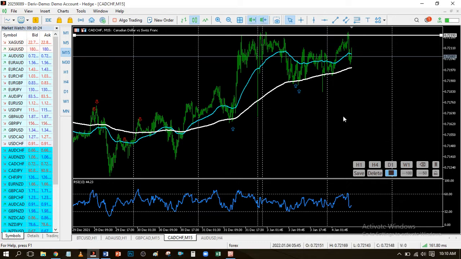So what I'm actually waiting for is price to push downwards and drop below this 200 EMA, which is this white line. Once price drops below this moving average, then I wait for a retest back to the overbought region, which is this 28.